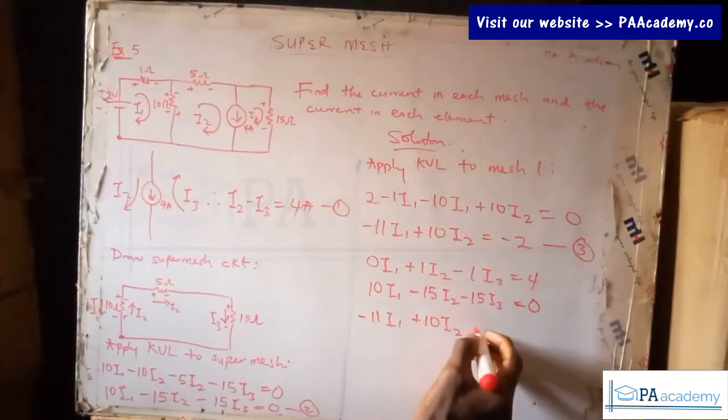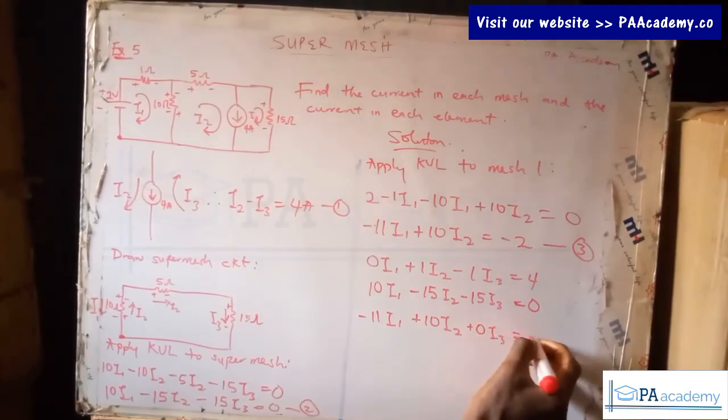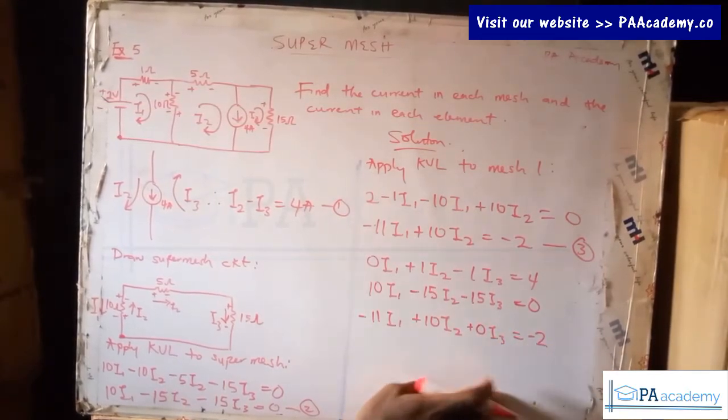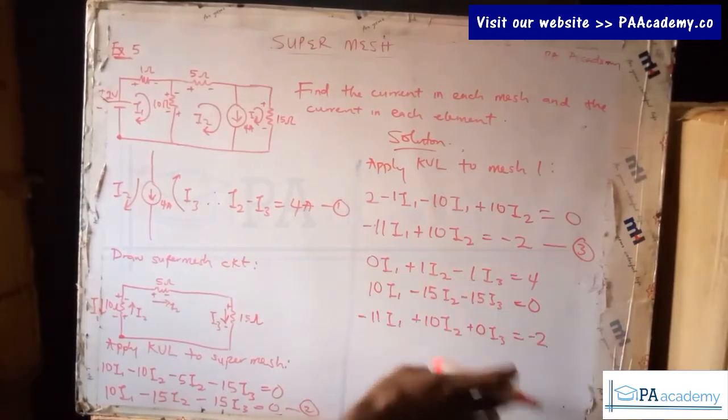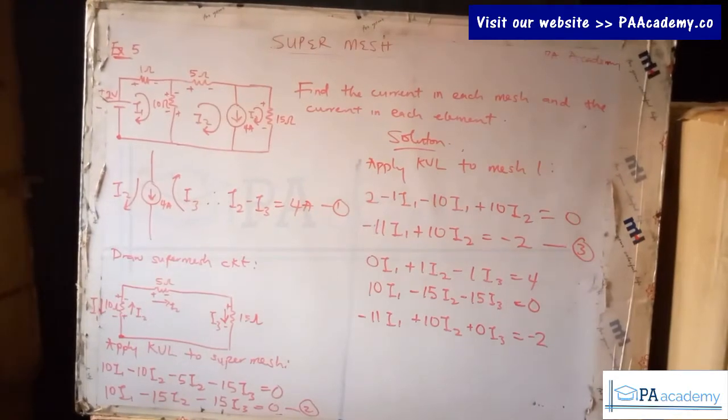We don't have I3, so we can just give it either plus or minus, 0 I3 equals to minus 2. This will still give us a 0. The reason why I'm doing it like this is so that if you want to use your calculator, you can easily do that. So let's just go through it again.